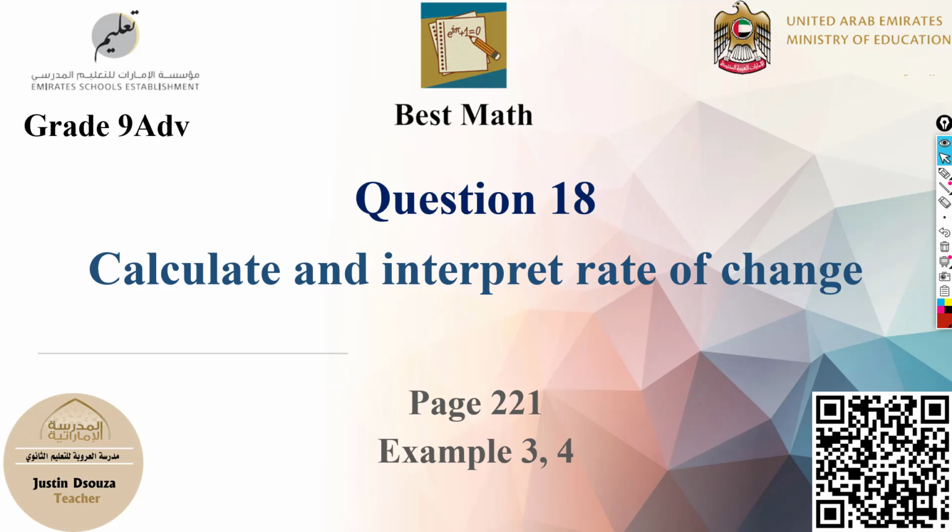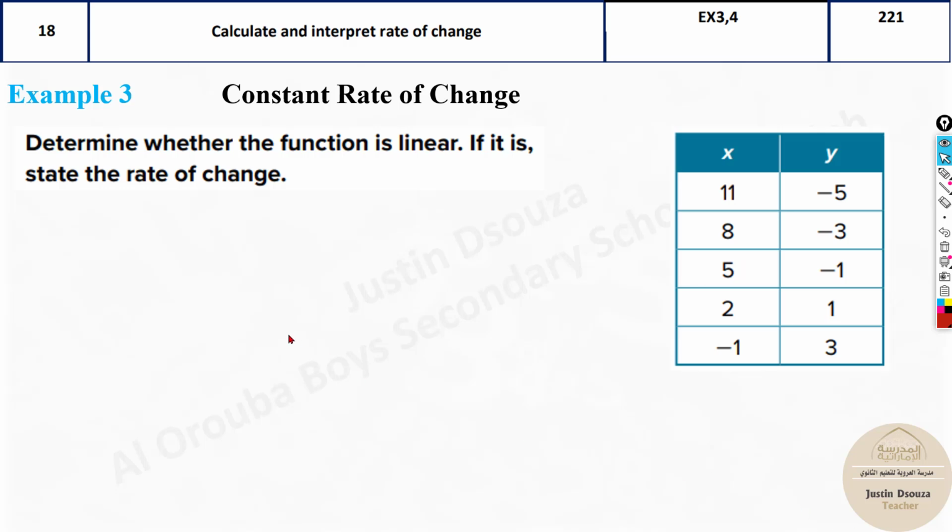The 18th question is about calculating and interpreting rate of change. Here, we have been asked to find whether this is a linear function or not. You have been given a table of values. So what is a linear function?